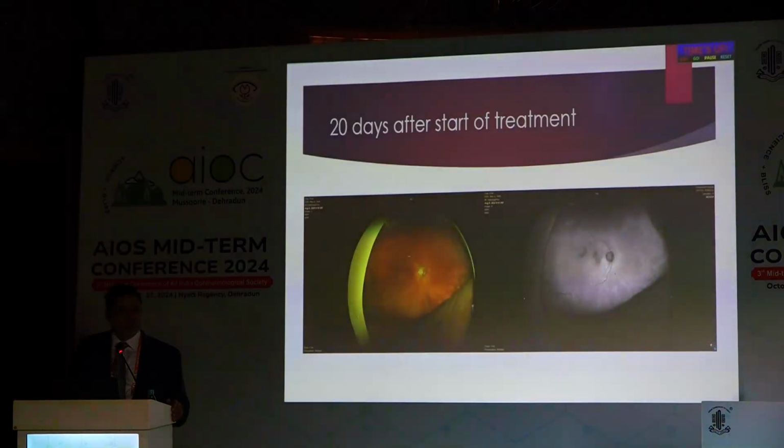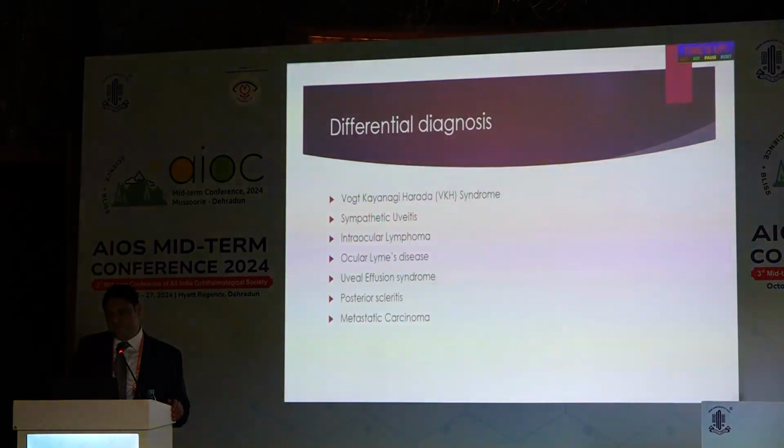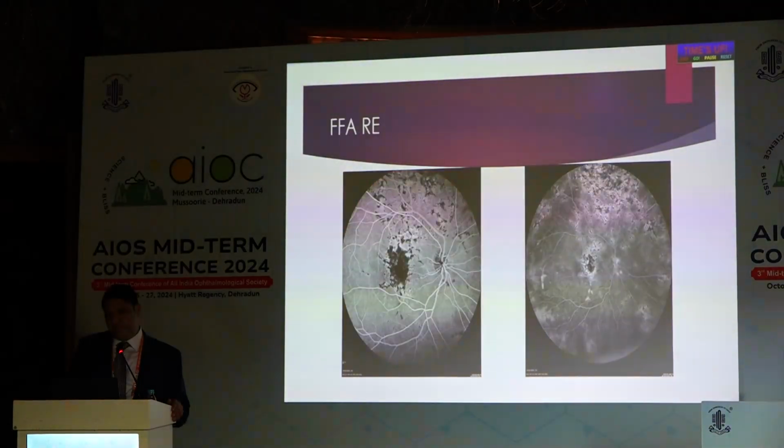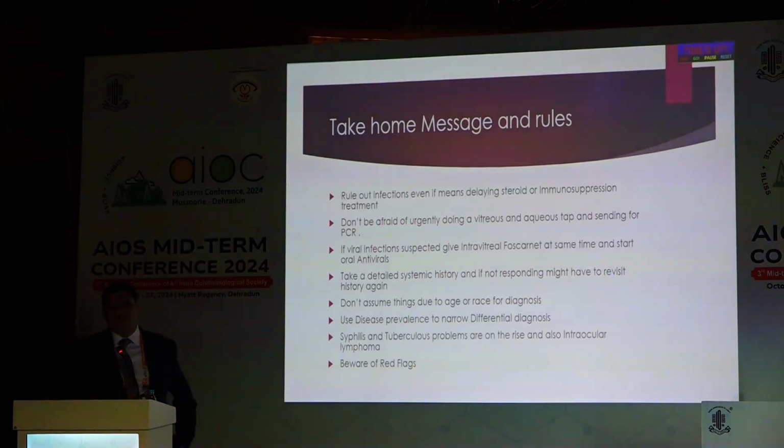You can go to your last slide, please. My take-home message is: rule out infection, even if it means delaying the steroid or immunosuppression. Don't be afraid of doing a vitreous or aqueous tap, because that will give you the diagnosis. Especially if you consider infections, it's always urgent to do a vitreous tap or an aqueous tap and give foscarnet or oral antiviral. It will not do any harm to the patient in the short term, but if it's a viral pathology, it will really save their vision.